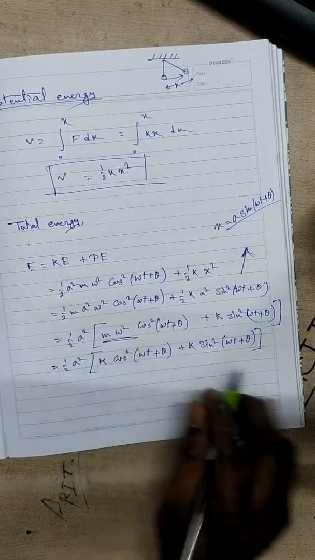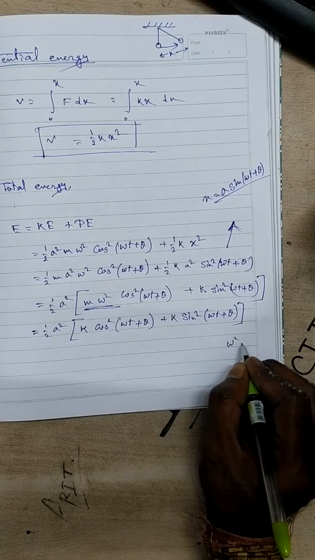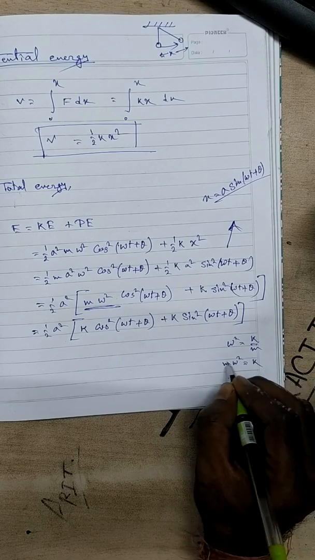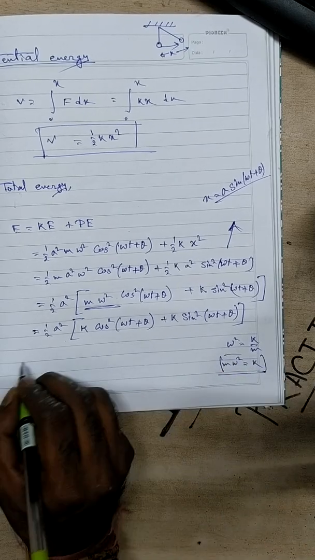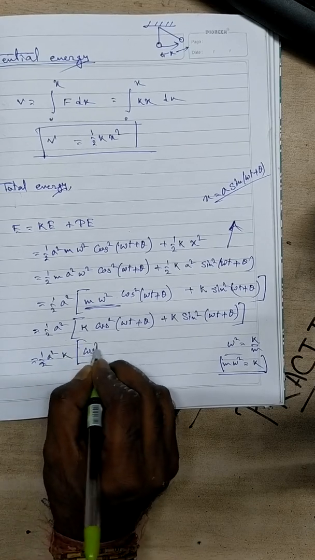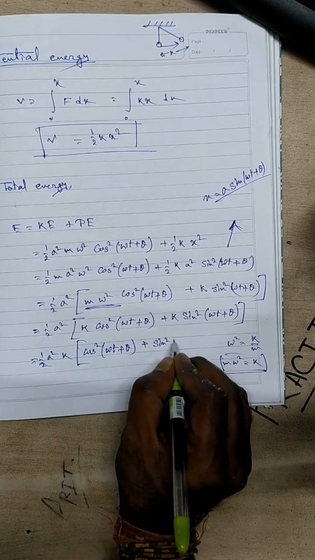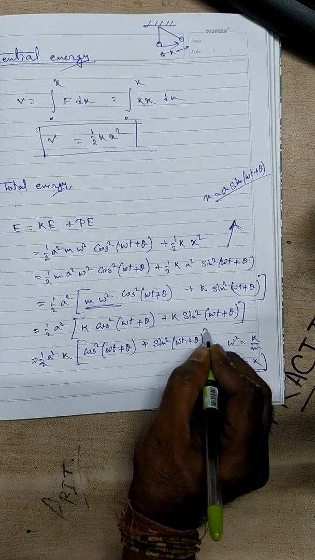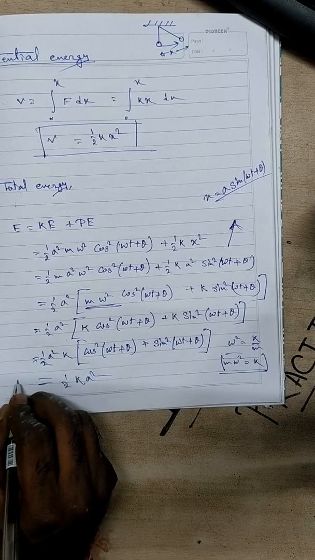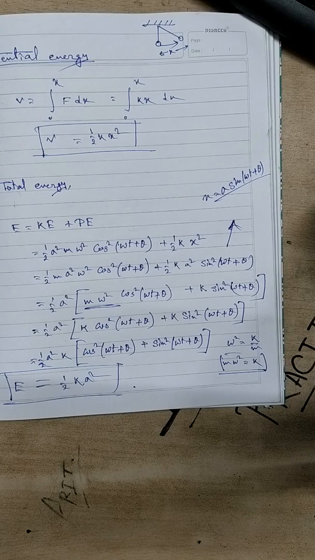How could we rewrite this? m omega square is equal to k, because we all know that omega square is equal to k by m. So obviously m omega square is equal to k. So half a square k times cos square (omega t plus theta) plus sin square (omega t plus theta), and this becomes 1. So obviously half k a square is known as the total energy of the simple harmonic oscillator.